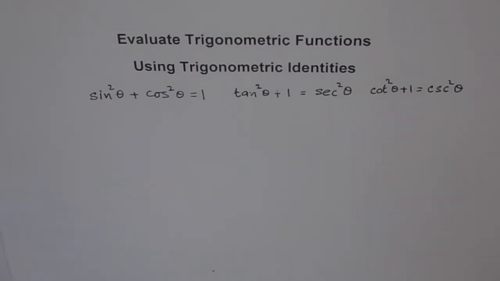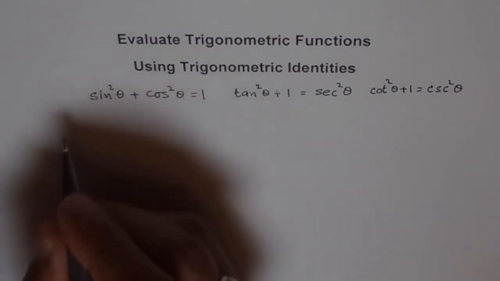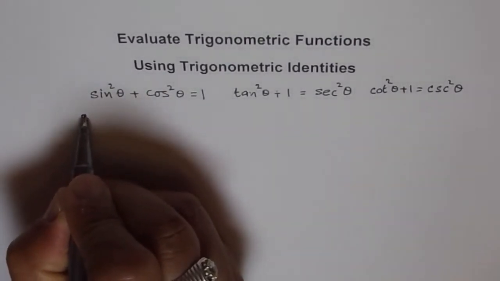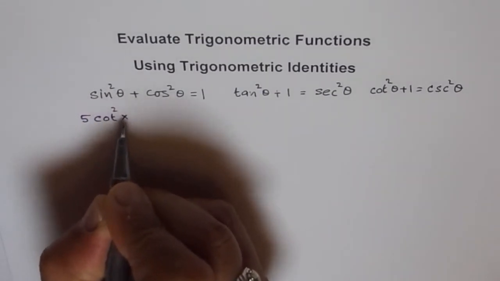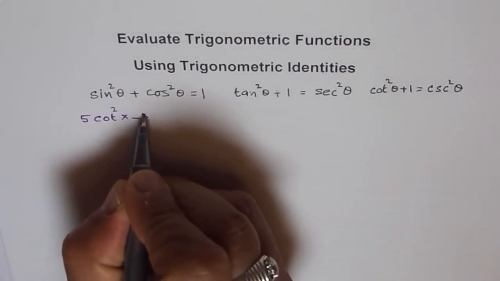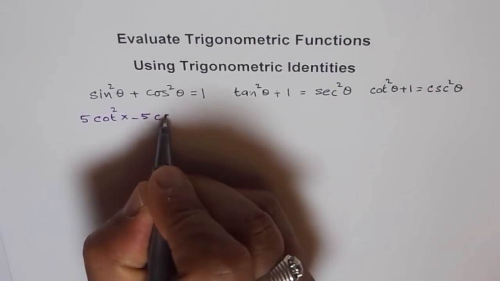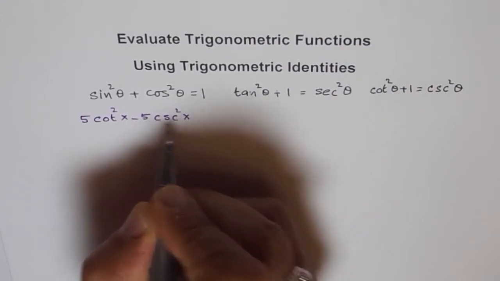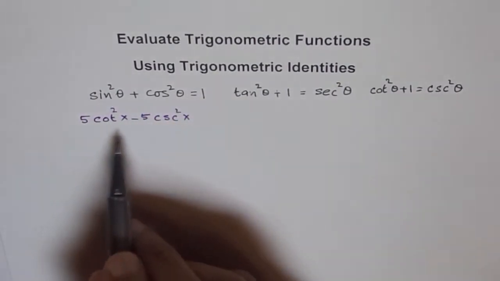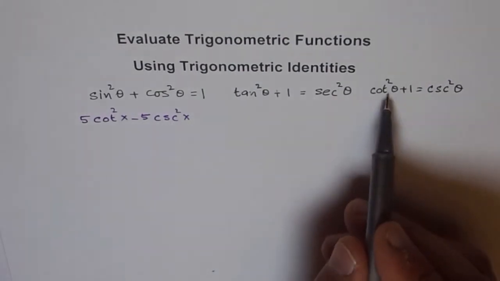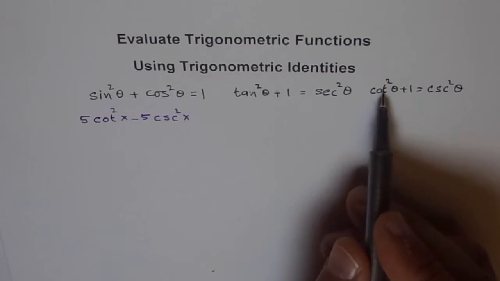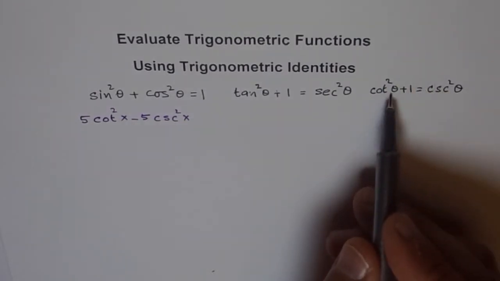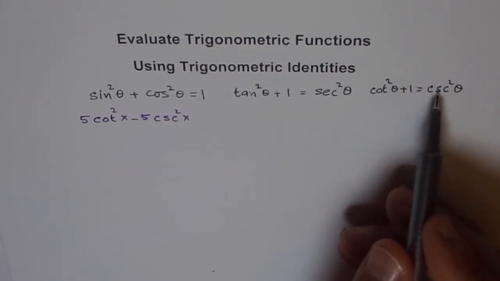Okay, so let me give you some here. We'll start with this one. We have 5 cot square x minus 5 cosecant square x. We want to evaluate this. So cot square x and cosecant square x are related like this, right? So from here we can write cot square x minus cosecant square x will be how much? So 1 will go, that will be minus 1.